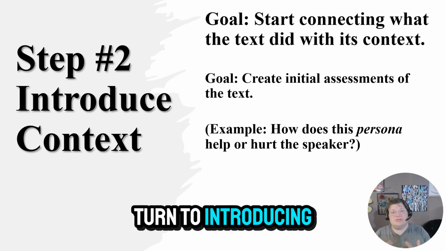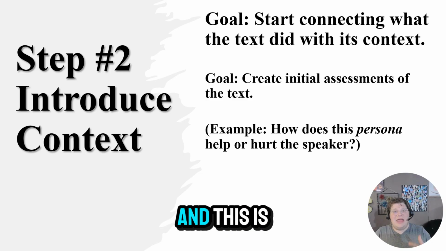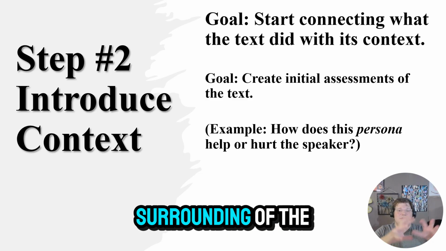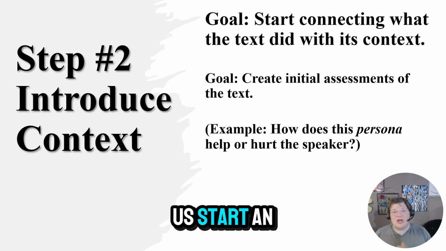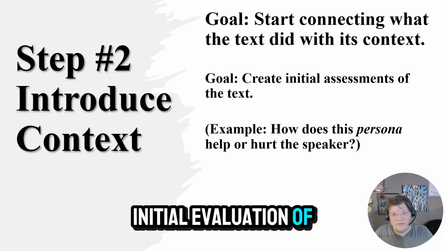After we complete that first step of really looking at our text, going through those 7 questions, we can now turn to introducing the context. And this is going to help us connect the surrounding of the text to the text itself in a way that can help us start an initial evaluation of that text.